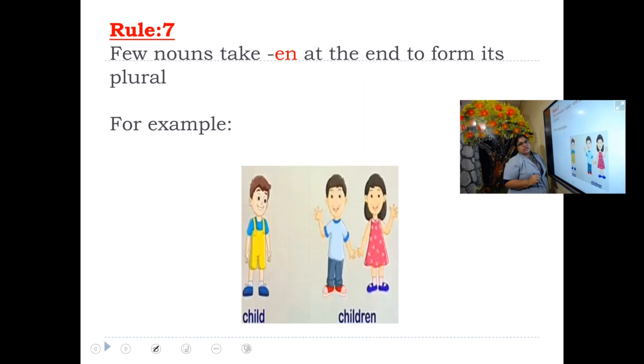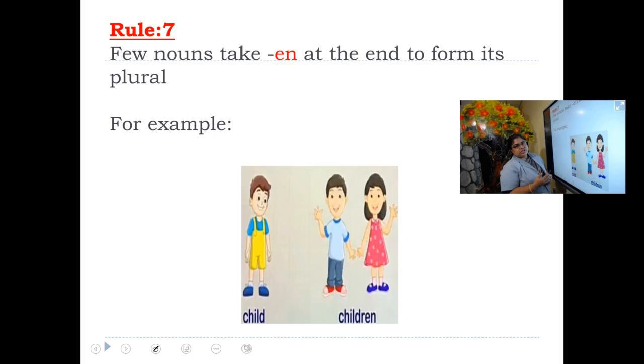Now, that's our rule. So, we have learned one more rule. If there are two vowels, sometimes you want to change both the vowels and then you will form the word. And now we are moving to our rule number 7. Few nouns take en at the end to form their plural. Some words we cannot add anything to, but we want to add en. Some words will change entirely. Some changes will come to that word and you want to make the plural.